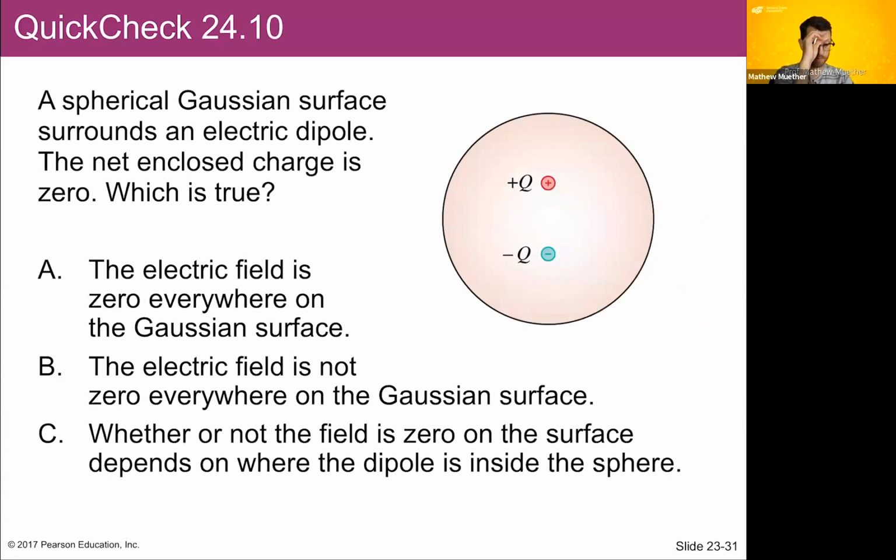What about this one? I have an electric dipole, a positive and a negative charge separated by some distance, enclosed inside of a Gaussian surface that I've drawn for you. Which of the following statements is true? That the electric field is zero everywhere on the Gaussian surface, that the electric field is not zero everywhere on the Gaussian surface, or whether or not the field is zero on the surface depends on the positioning of this dipole inside of the Gaussian surface. So what do you think about the electric field? Again, I'm asking about the electric field value at the surface.